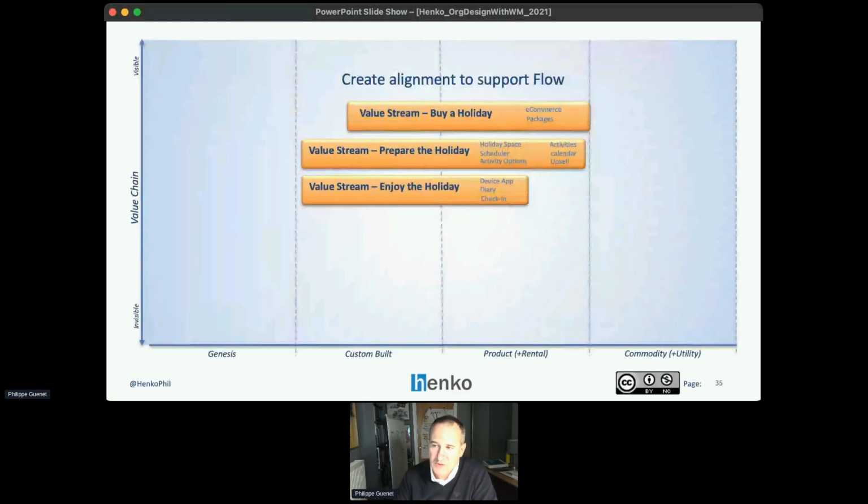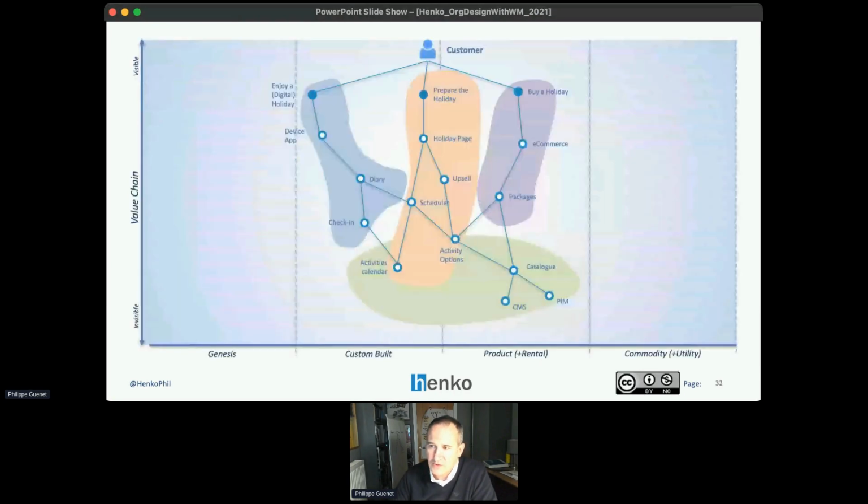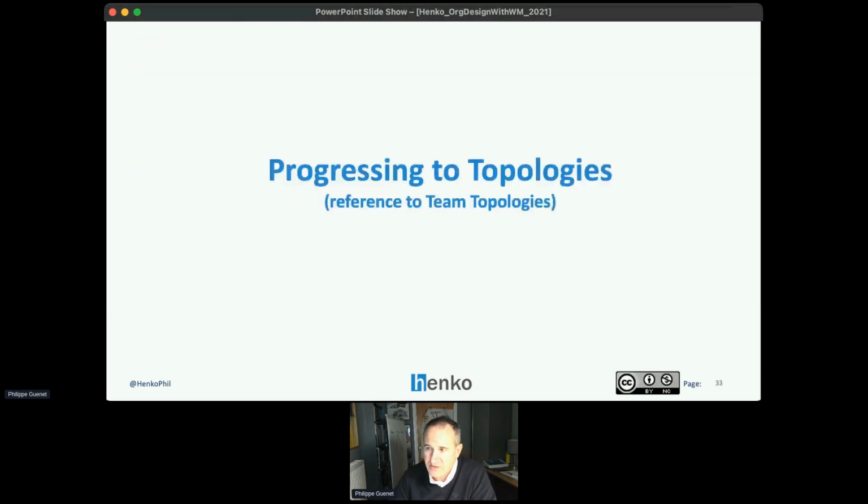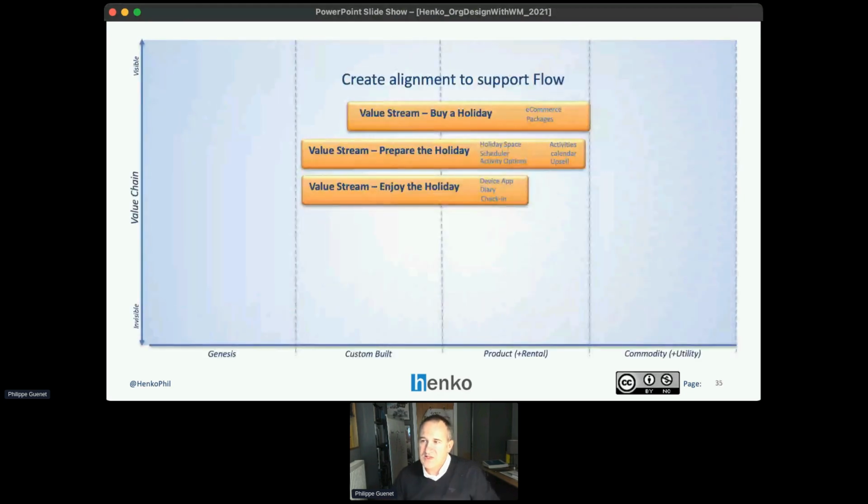So if we go back to our teams, just to remind you, we were with this setup here. We start seeing that buying a holiday can be a value stream, and it's a value stream that is maybe a little bit more commoditized than the other ones. And preparing a holiday is very much in that space of custom product and can be a value stream in itself. And enjoying the holiday is also a value stream of its own. And that one may be a little bit more to the left of the map, which is more the innovation that the tour operator is doing.